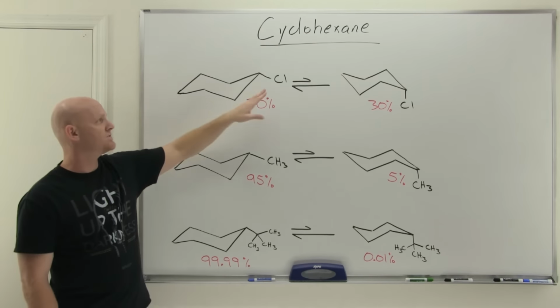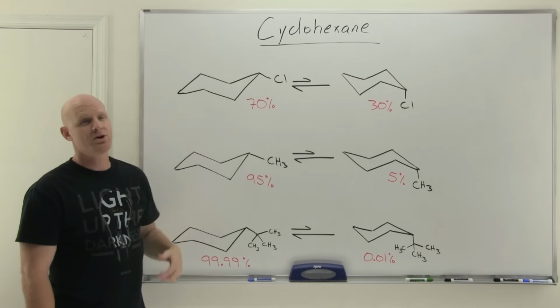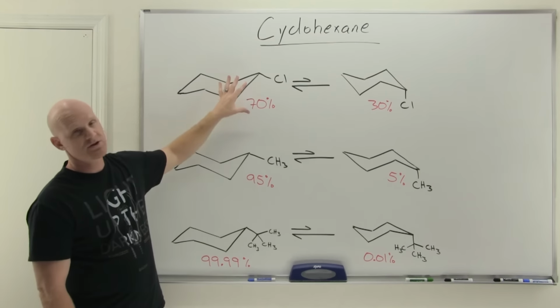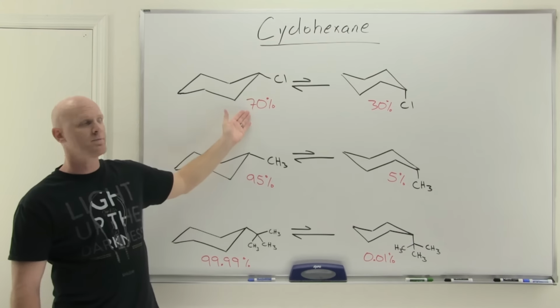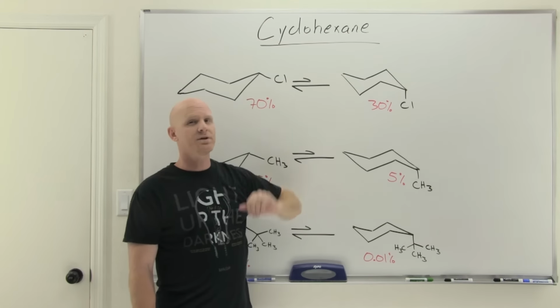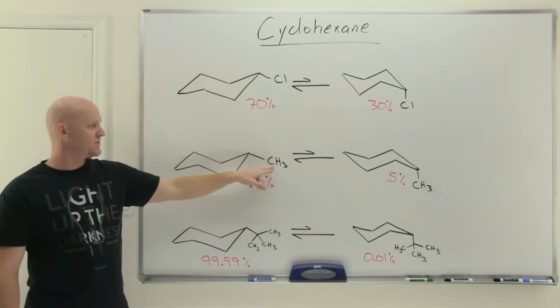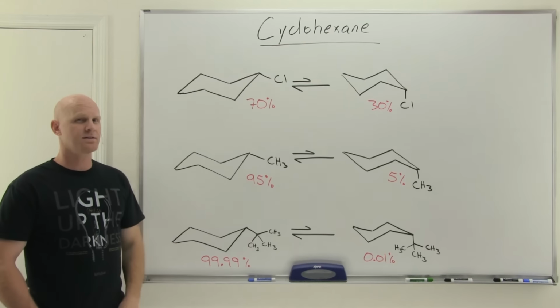And we see that when you've got a chlorine substituent, it strongly prefers the equatorial position so much that in the equilibrium here, 70% of the molecules will be equatorial, 30% will be axial. But with a methyl group, even more so, and this is not completely intuitive.